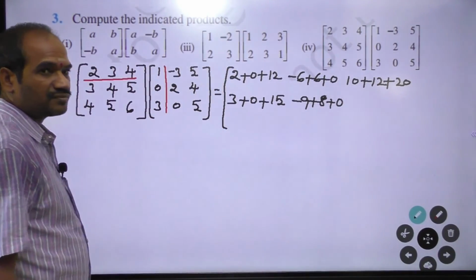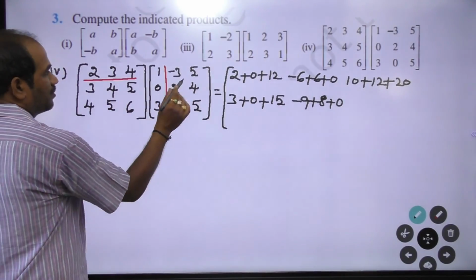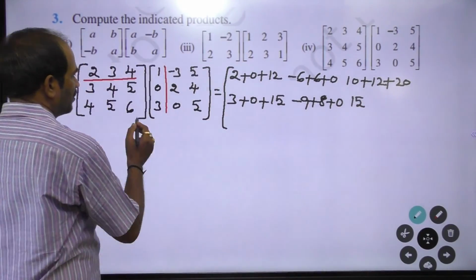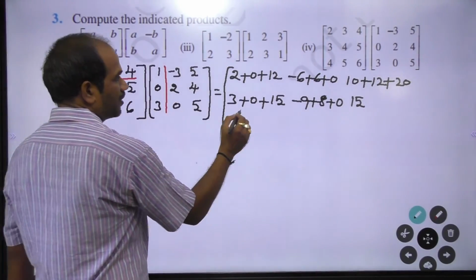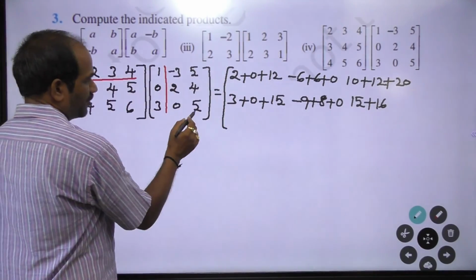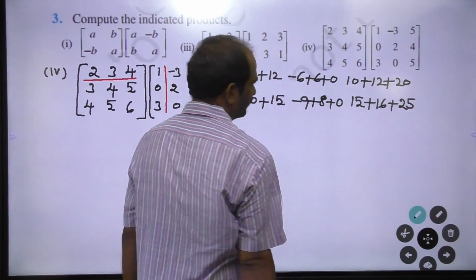Right. Next, second row, third column. So 3 into 5 is 15. Next one, 4 into 4 is 16. Next one, 5 into 5 is 25. Here 20, here 5, 25.